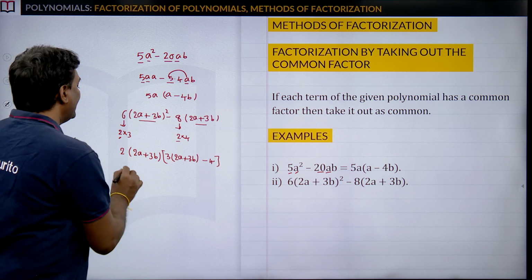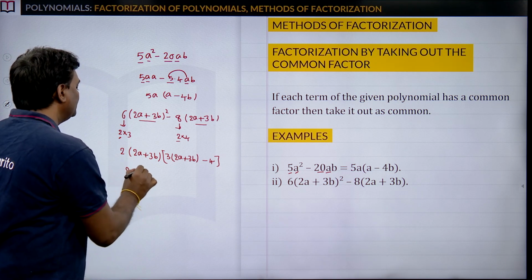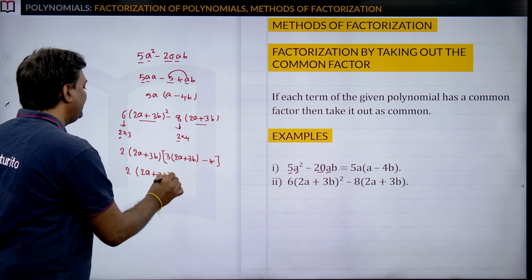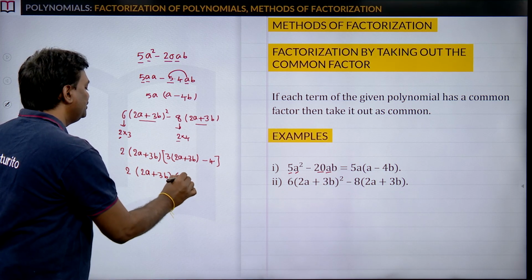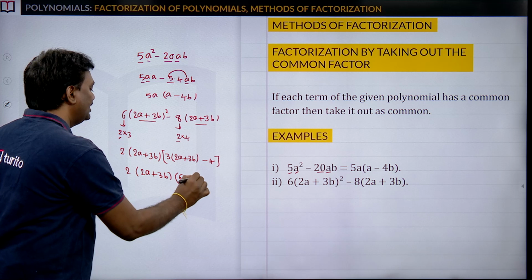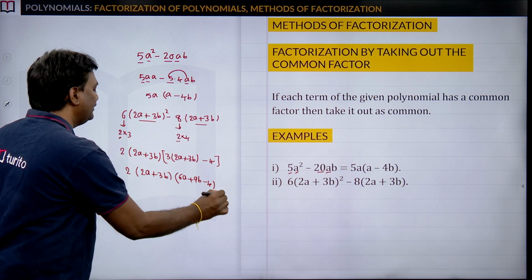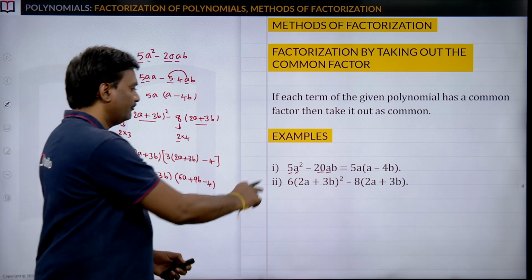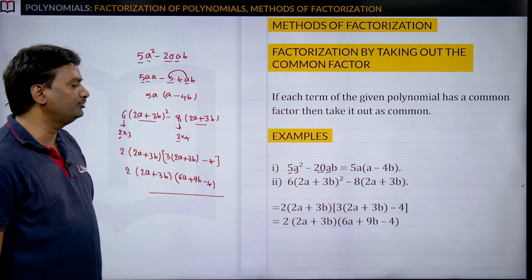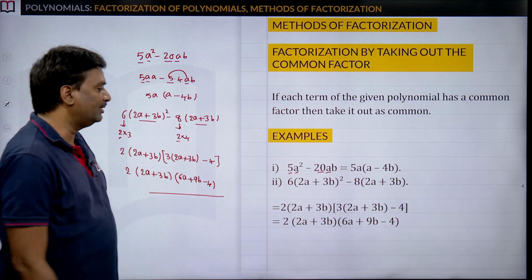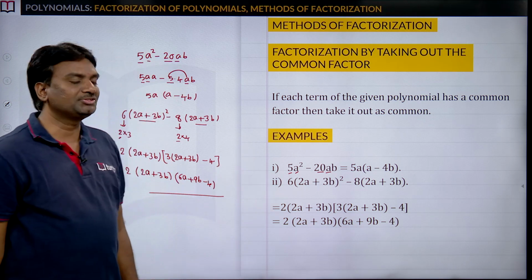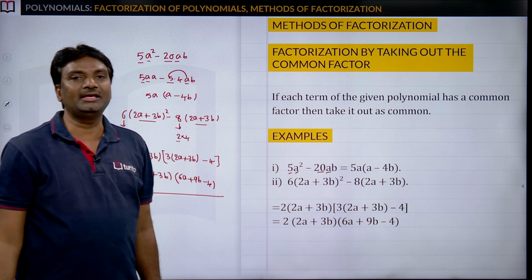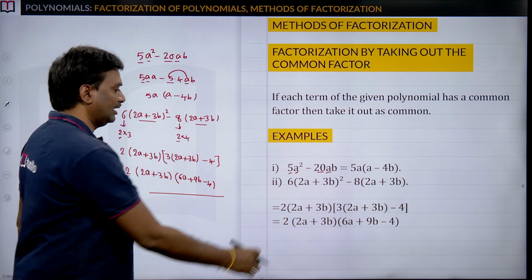So, by simplifying this, 2 into (2a plus 3b) into 3 times 2a is 6a, plus 3 times 3b is 9b, minus 4. So, by observing this, we have 6 of (2a plus 3b) whole square minus 8 of (2a plus 3b). 6 can be written as 2 into 3, 8 can be written as 2 into 4. Now, clearly 2 is the common factor.